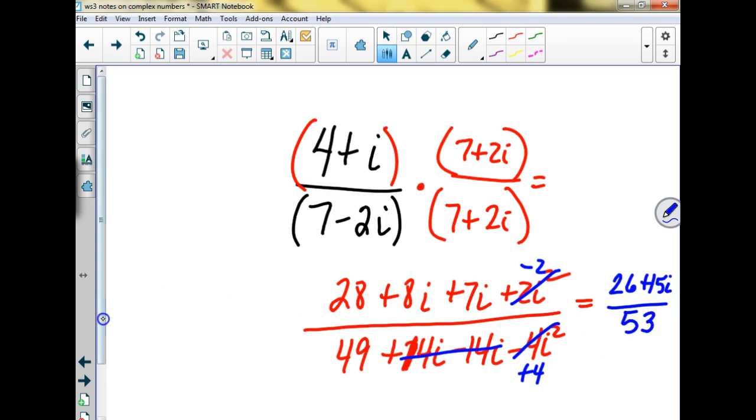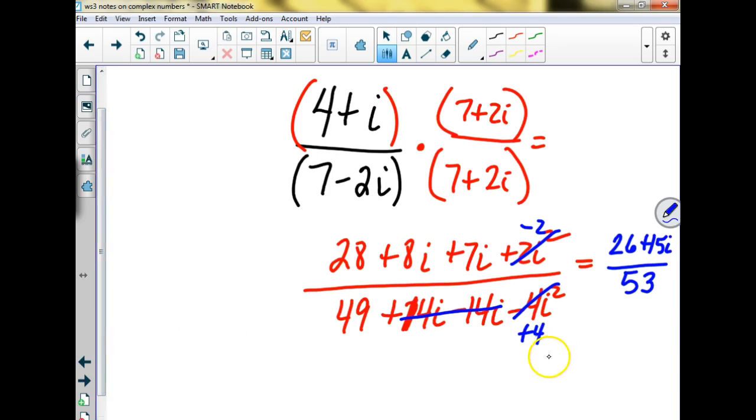Okay, now I would accept that answer, honestly, but does anybody know what it would look like to be in proper a plus bi form? You need to separate it so it would say this is my a plus this is my b times i. Okay, yeah, I would take that form right there. But you can't leave it like this. It can't have an i in the denominator.